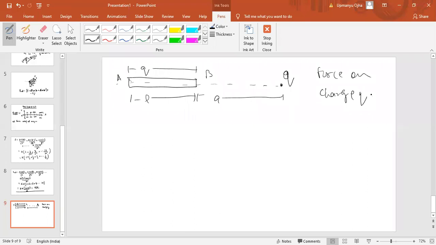So we have a rod whose length is L. The charge on the rod is Q, and we are placing a point charge Q at a distance of A. So we need to find the net force acting due to this rod. Okay, try to solve this problem now. In this case, we have to use integration, because it is a distributed charge.